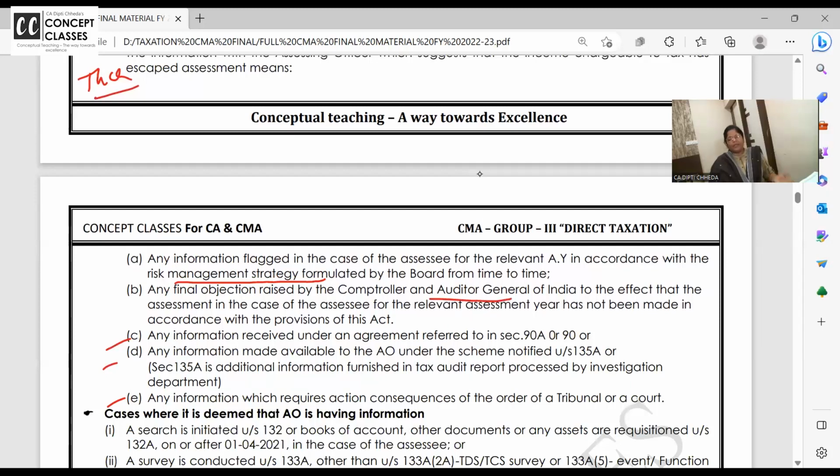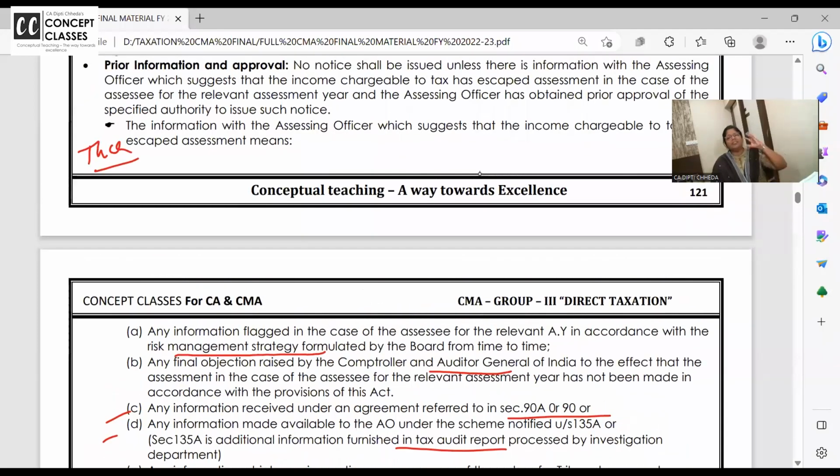Second is CAG. While doing the audit, they will say, in so and so case, this much income is hidden because they are spending so much, so where are they getting the income from. Or some transaction which is reported in the DTA, or in the tax audit report under section 135. In the tax audit report, the AO is getting information that some income has escaped assessment, or information requires action as a consequence of an order of the tribunal or court. If an order of the tribunal or court reveals it, then these are the 5 cases on the basis of which the AO is sure to issue you a notice.